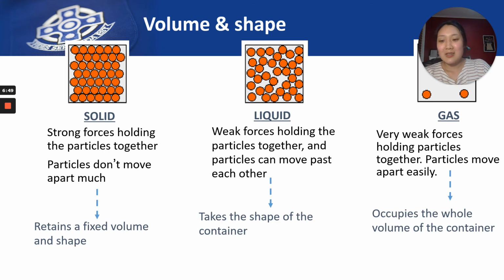So, solid retains a fixed volume and a fixed shape. Liquid takes the shape of the container. For example, if we pour water into a cup, then it'll take the shape of the cup. If we pour the water into a conical flask, then it'll take the shape of the conical flask. Okay, gas occupies the whole volume of the container, and it has no fixed shape.